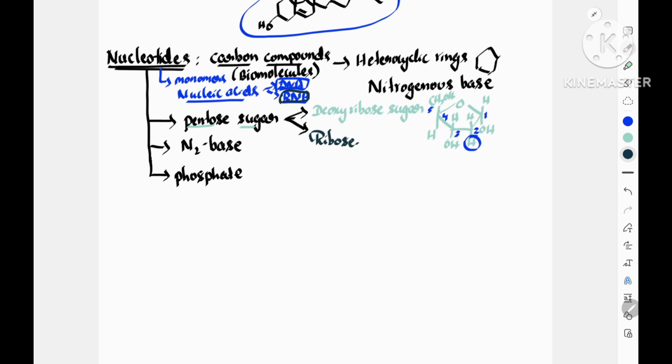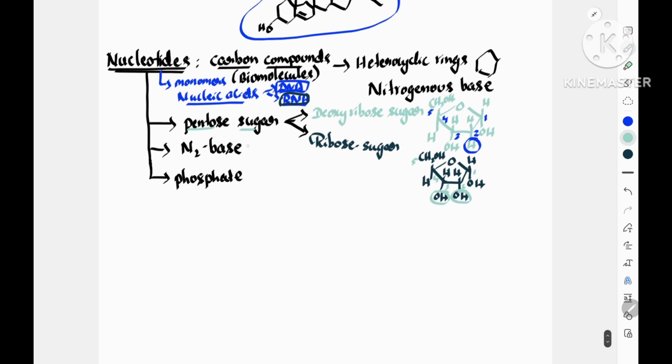In the same way, the sugar which is present in RNA is ribose sugar, and ribose sugar is also a pentose sugar. Let me write the structure here. Pentose sugar, here H, OH, here H, OH, H, OH, and here outside the ring CH2OH, and here H. The carbons are first, second, third, fourth, and fifth. Here at the second carbon there is no oxygen lacking. Oxygen is present. That's why it is called ribose sugar.